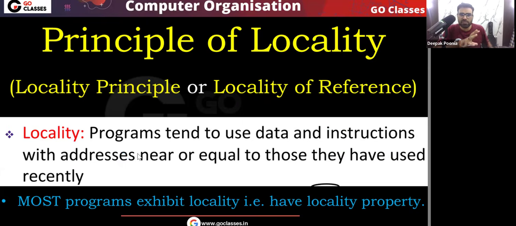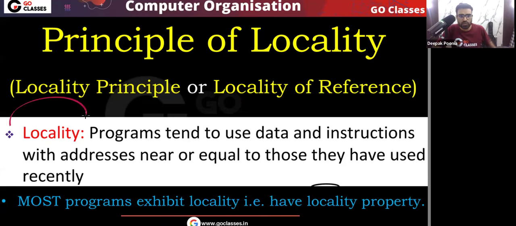What is locality property? In most of the programs, the memory location that the CPU accesses, in the near future either the CPU will again access that same memory location, or it will access the nearby memory locations. So it happens in the majority of the programs. I can say that the majority of the programs have this locality property. Remember, this property is called locality.